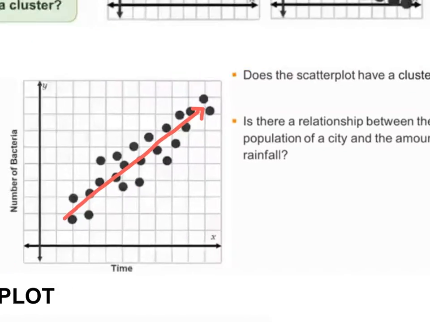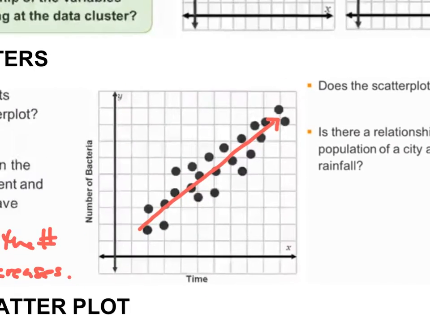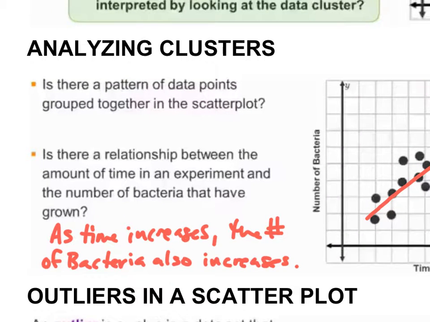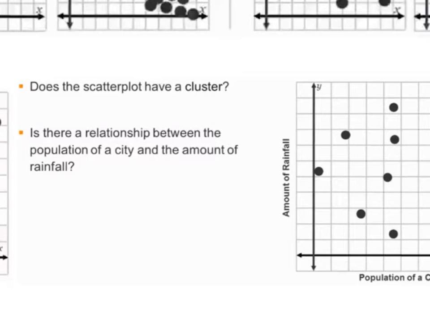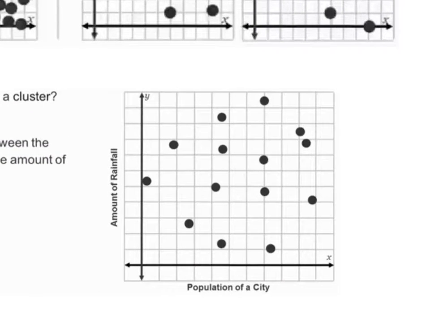So now, let's take a look over here. Okay, let's go over here, sorry. Does the scatter plot have a cluster? So what this says is the population of a city and then the amount of rainfall. Now, this is something interesting: does the population of a city affect the rainfall? And to answer that question, maybe not.